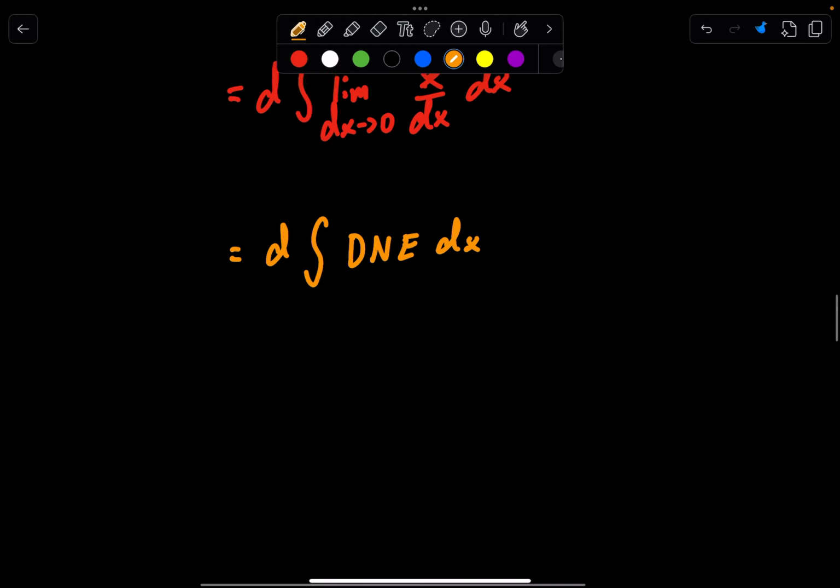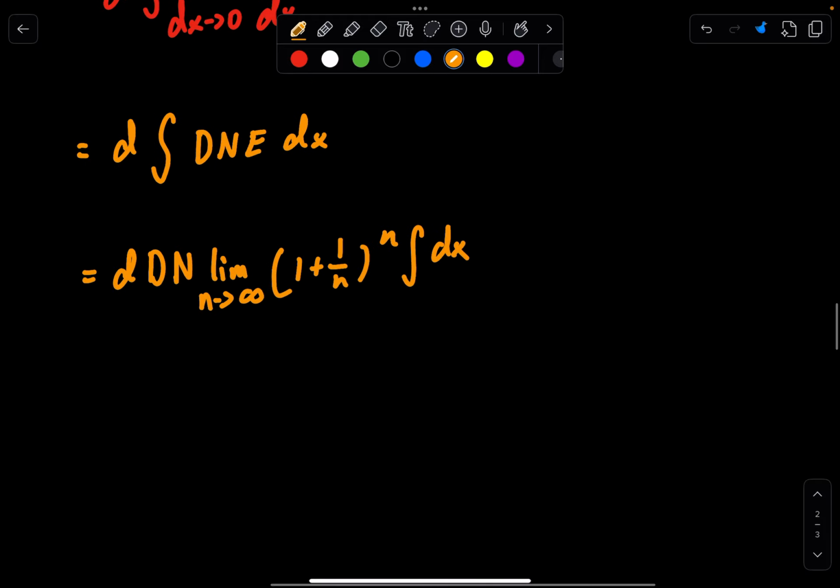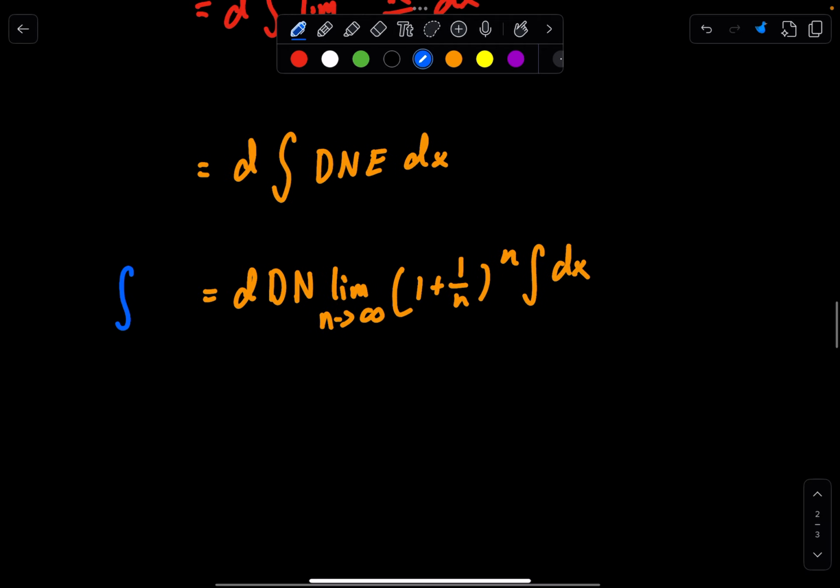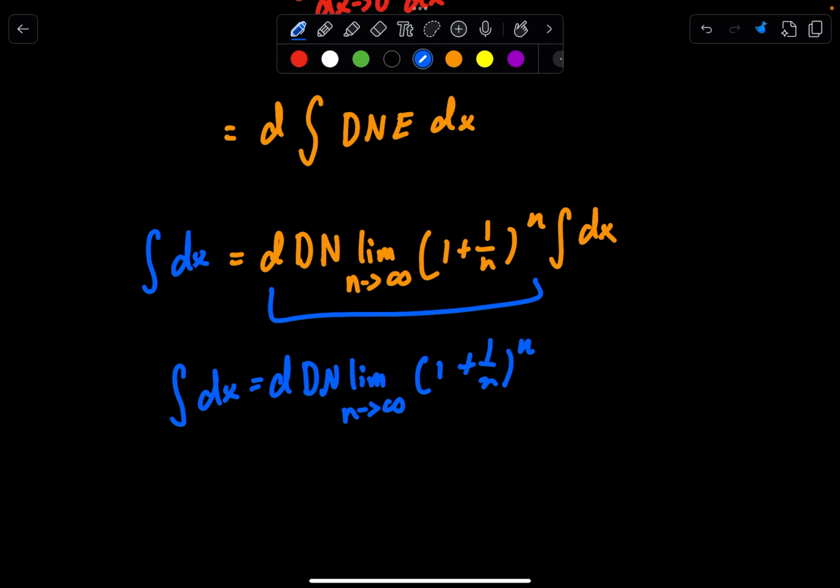Now, we could pull out all of our constants. We have d times the bigger D, capital D, of n. What is e? E is Euler's number, so we can write that as the limit as n approaches infinity of 1 plus 1 over n to the nth power of the integral of dx. And what is the integral of dx? Hey, we could do what we just did again. We said that this is equal to the integral of dx, so we can say the integral of dx is equal to d times d and the limit as n goes to infinity of 1 plus 1 over n to the nth power. All of this again.